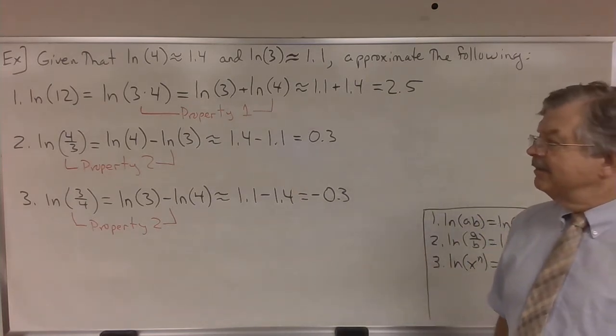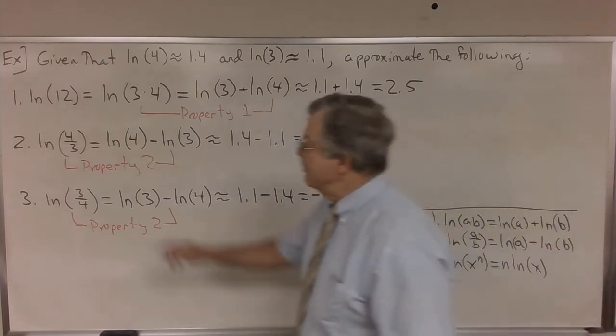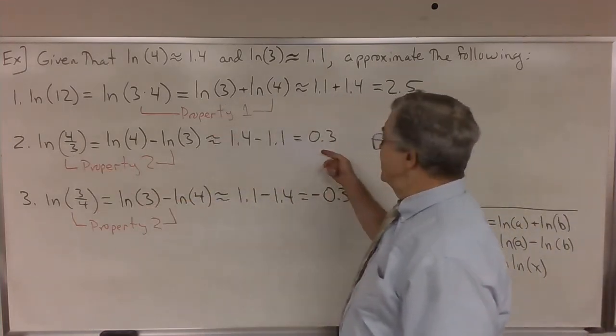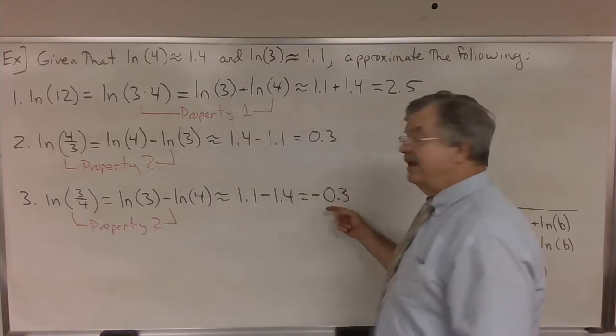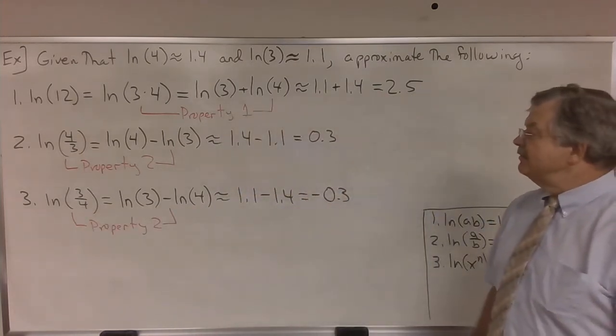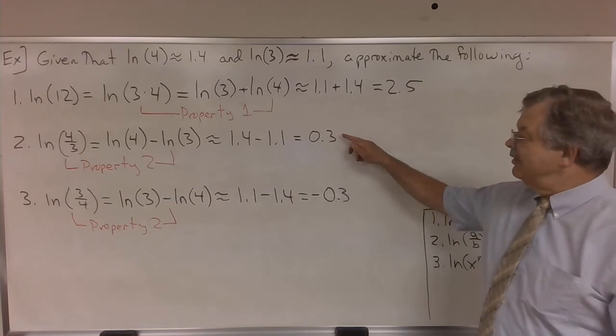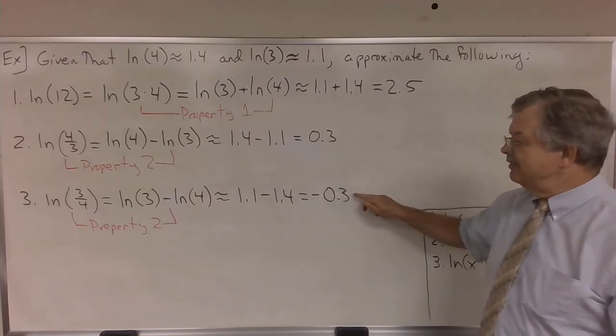So again, logarithm of a number bigger than 1, positive. Logarithm of a number less than 1, negative. So it's not a coincidence that this one turned out positive and this one turned out negative.